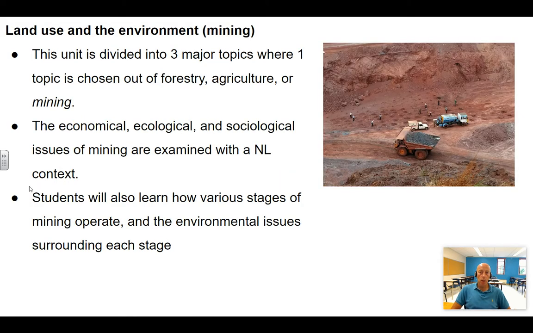Land use, we've decided here, or I've decided many years ago, to go with mining as our land use topic. Okay, and it's one that we have quite a bit of history here in Newfoundland with. So I thought it was a good choice because many of us don't get a lot of learning about mining throughout our years here at school. So we'll be looking at the various stages of mining, the different kinds of mines we have in the province, but also the environmental issues that occur with each of the stages of mining.